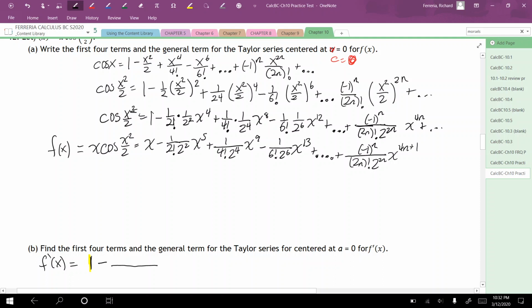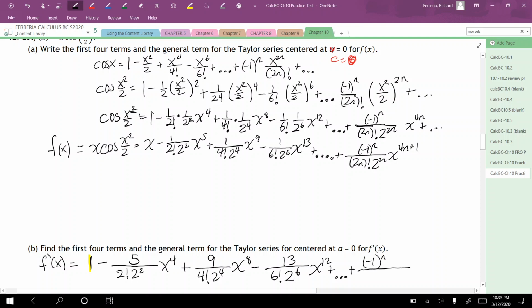The derivative of x to the 5th is 5x to the 4th. I'm going to take that 5 and multiply it with a 1. And that's just going to be x to the 4th now. Plus, same thing here, I'm going to take that 9, put it up on top of the fraction bar, 4 factorial 2 to the 4th, and now x to the 8th power, minus, similarly, that's 13 on 6 factorial 2 to the 6th, x to the 12th, plus, and boy, is this going to look ugly.